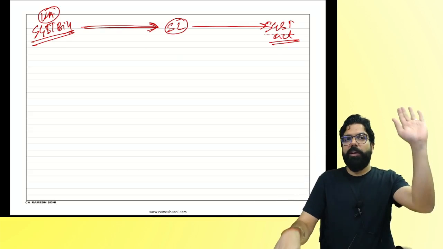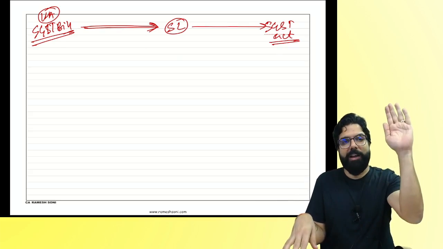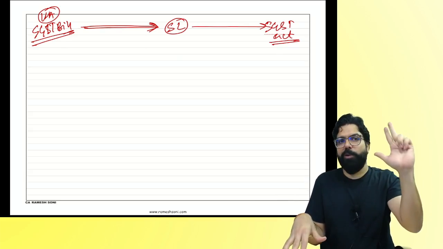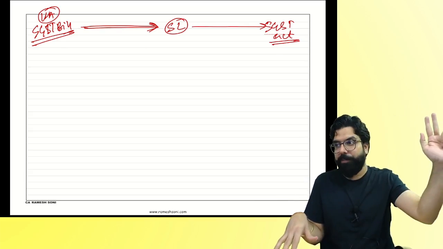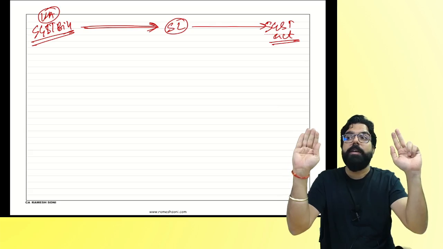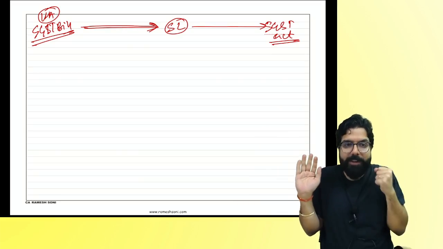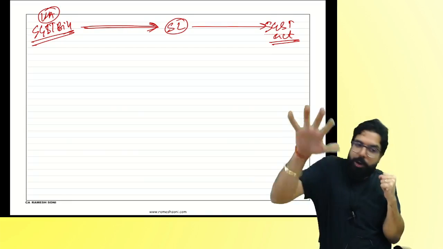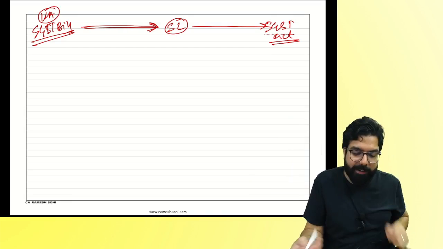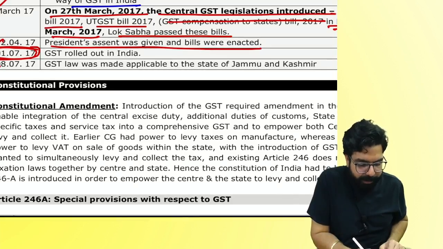So see, the central government passed the CGST, IGST and UTGST bills through Parliament till 1st of July. The state legislatures passed the SGST bill through the state legislature. So now, can the central government charge CGST? Can the state government charge SGST? Yes.